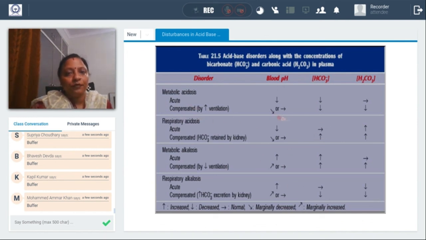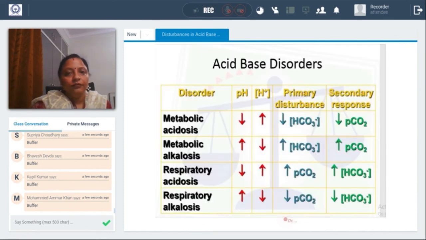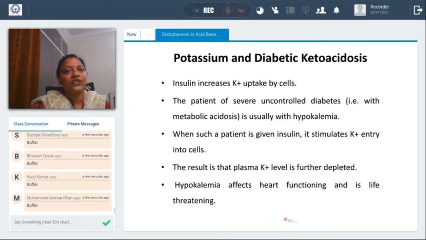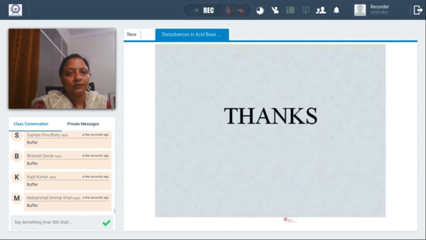Metabolic acidosis is compensated by hyperventilation. You can see here respiratory acidosis is compensated by retention of bicarbonate ions, and metabolic alkalosis is compensated by hypoventilation, and respiratory alkalosis is compensated by increased excretion of bicarbonate ions by the kidney. You can see here in detail. And potassium is related to diabetic ketoacidosis, hypokalemia, and this hypokalemia causes metabolic alkalosis.